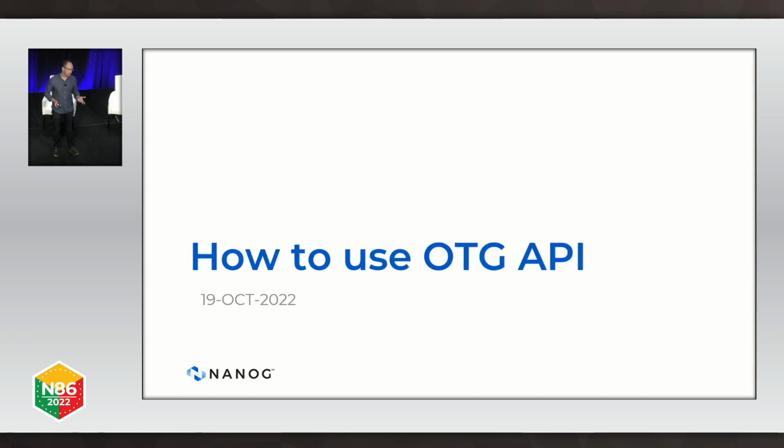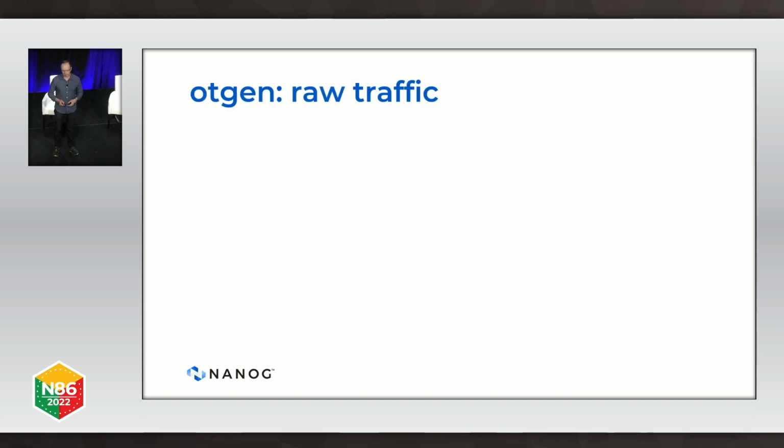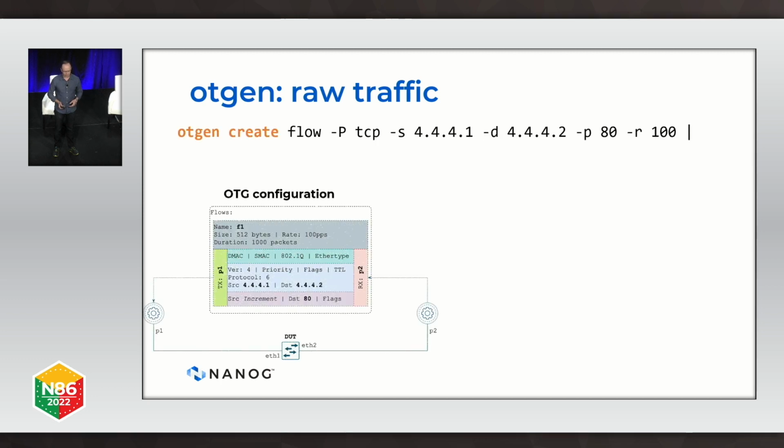Really quickly, how to use the OTG API, I'll give you a couple of examples so that you can get a sense. The very basic case is when you don't emulate any logical devices, you just want to have traffic from one port to another port through your device under test. We call it raw traffic. And I'm going to use this CLI utility to show how it really works.